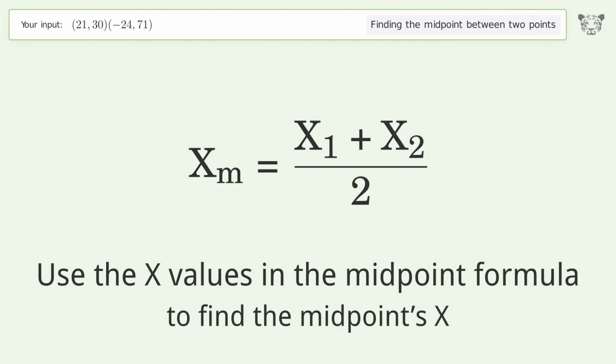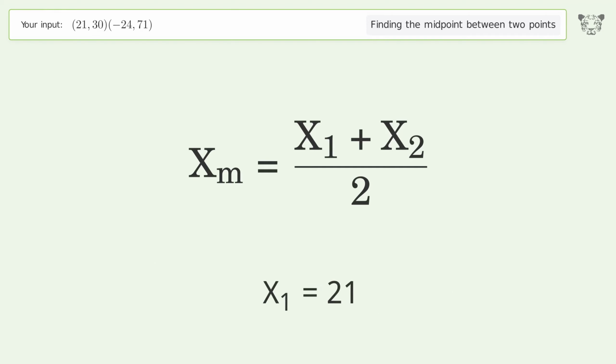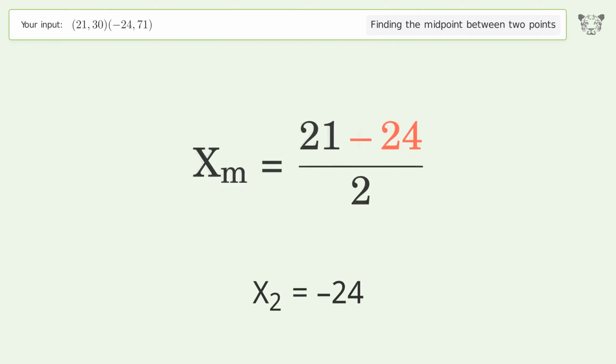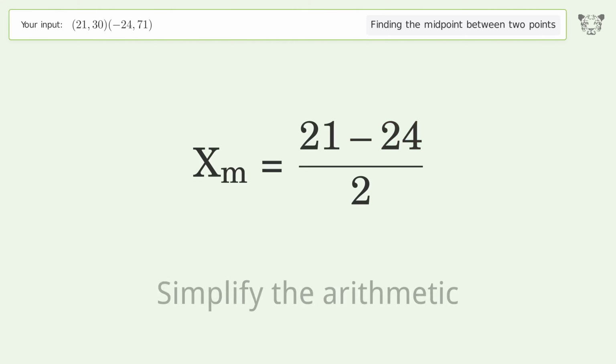Use the x values in the midpoint formula to find the midpoint's x. x1 equals 21. x2 equals -24. Simplify the arithmetic.